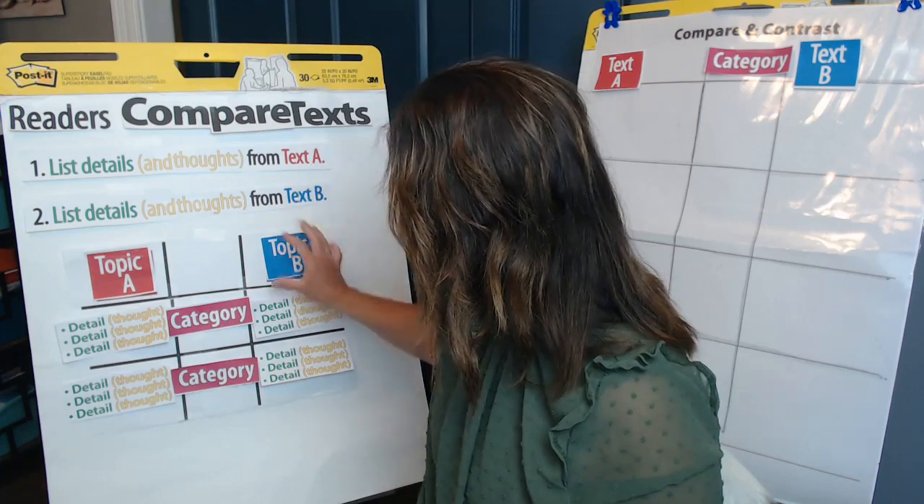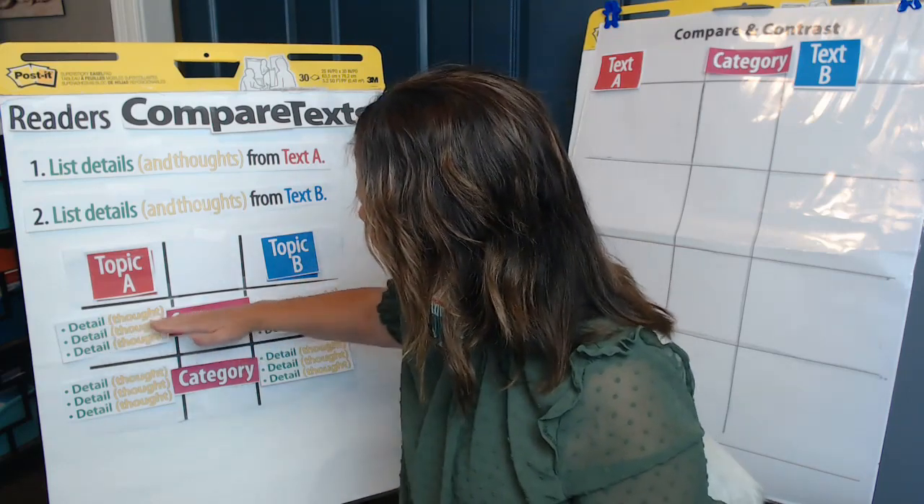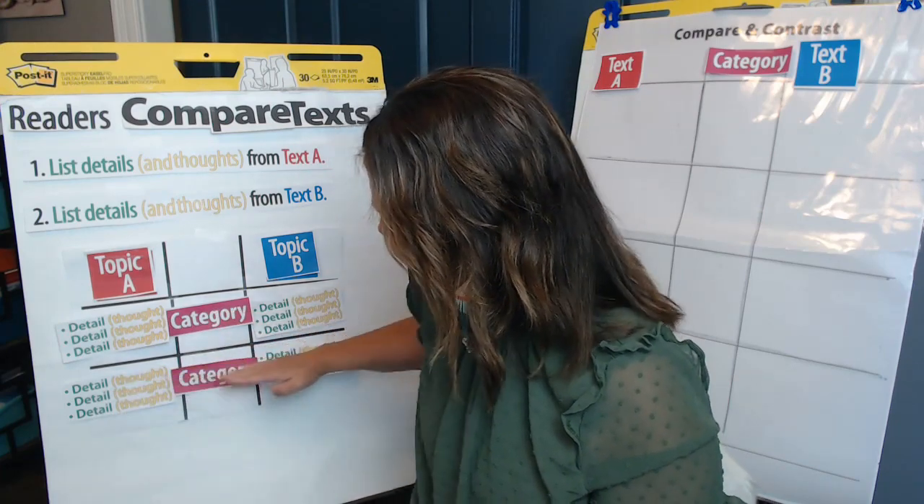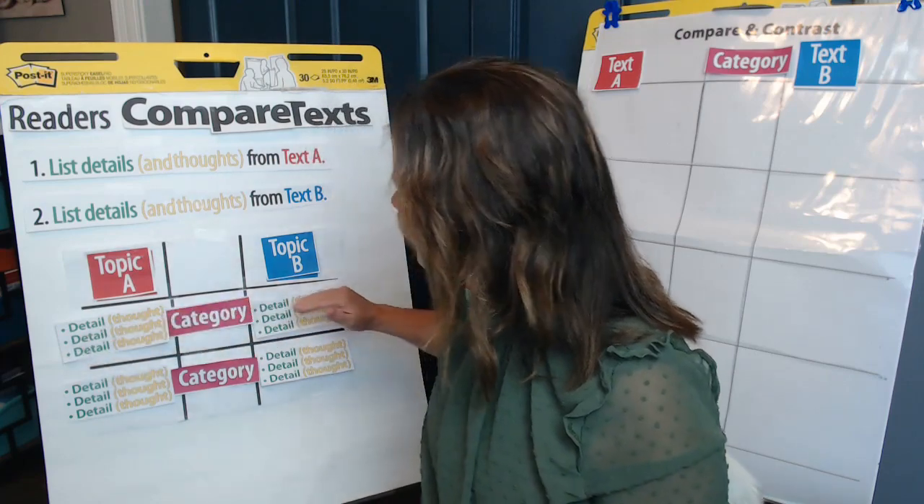Then you would read and you would list all the details about topic B second. Then you would look row by row at categories. And look, that will help you to see what's the same and what's different.